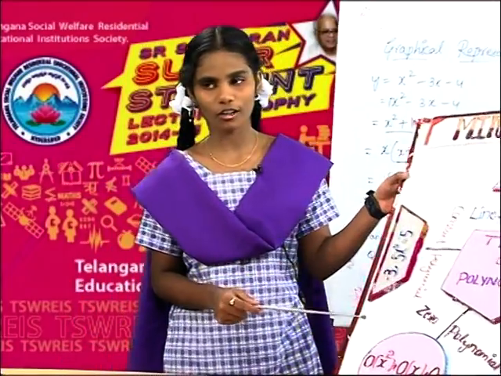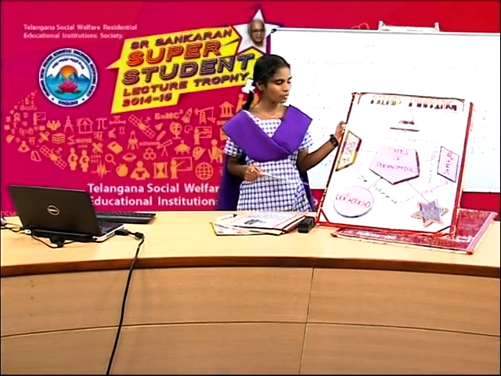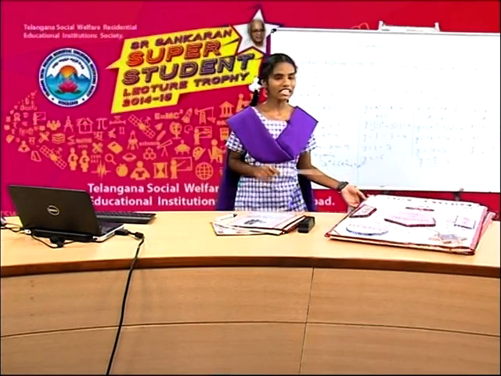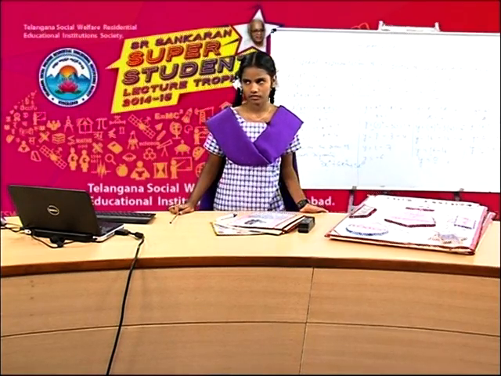Next, constant polynomial. Friends, a constant polynomial is nothing but a polynomial whose degree is 0 is called a constant polynomial. For example, hello?